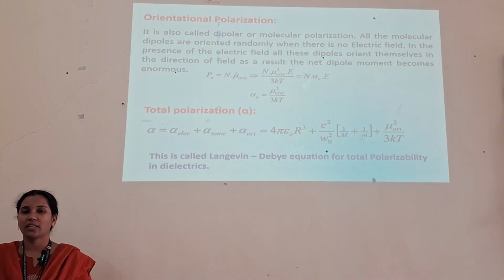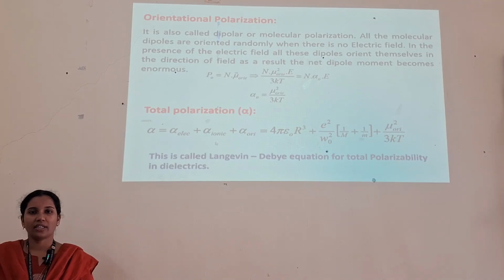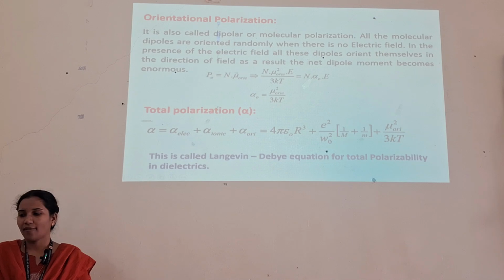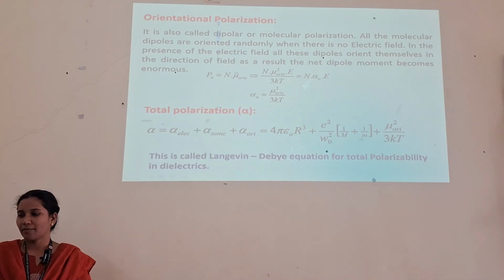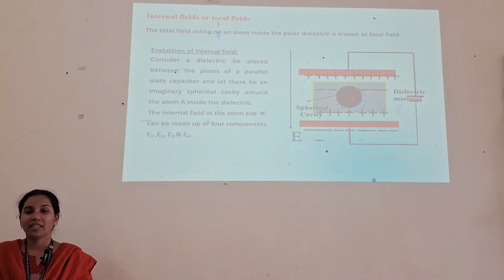That is how we can determine the total polarization, which is the summation of electronic polarization, ionic polarization and orientational polarization. You can see the formula here. Alpha equals alpha electronic plus alpha ionic plus alpha orientational. We get 4 pi epsilon naught r cube plus E square by omega naught square into 1 by m plus 1 by capital M plus mu orientational square by 3 kT, which is known as the Langevin-Debye equation for total polarizability in dielectrics.